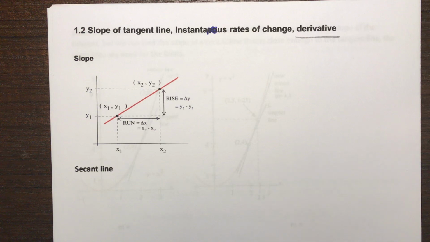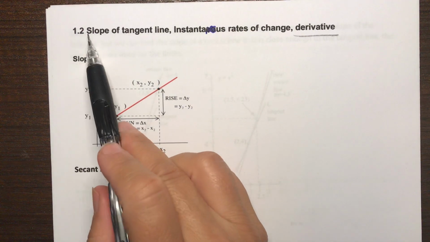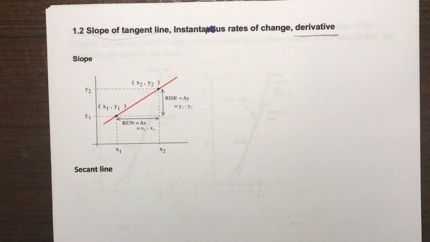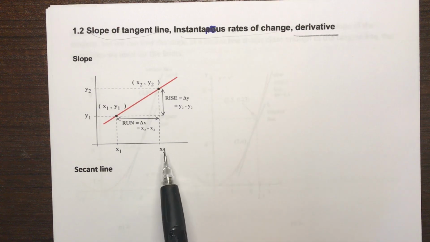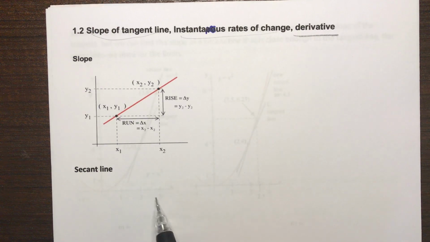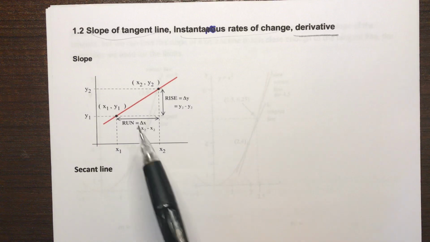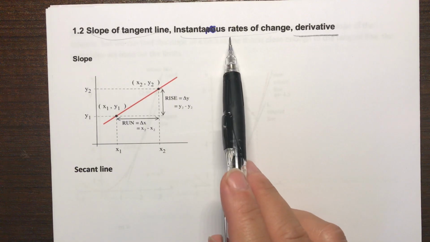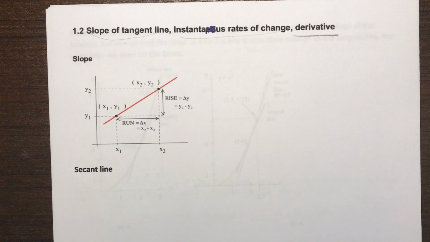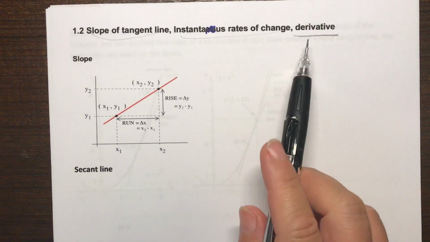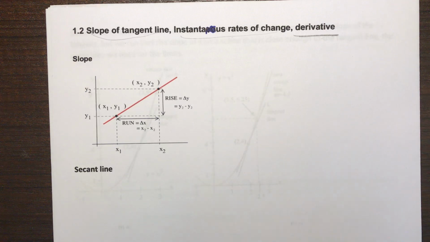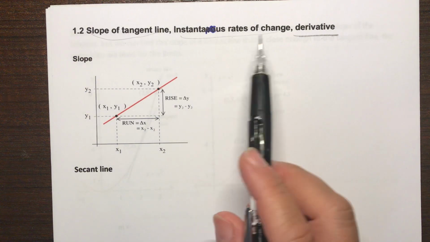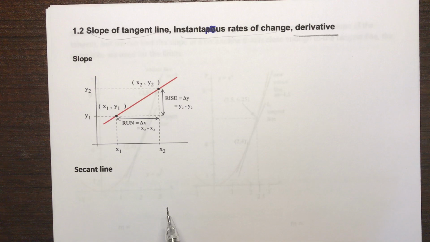So, as you see, it says slope of tangent line, we're going to talk about instantaneous rate of change, and then derivative. The good news is that they actually represent one and the same thing. So if we want to find the slope of a tangent line, we're going to find the derivative of that function. If we want to find the instantaneous rate of change, that means to find the derivative of that function.